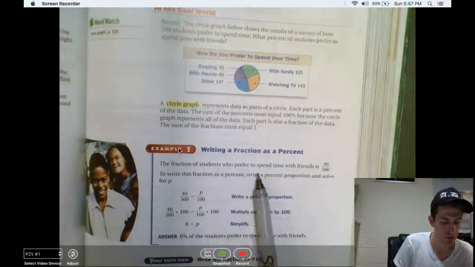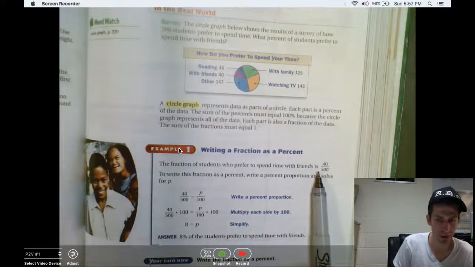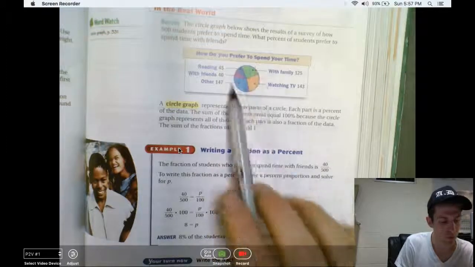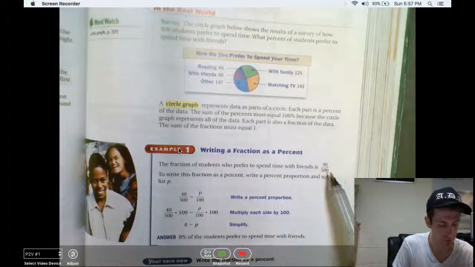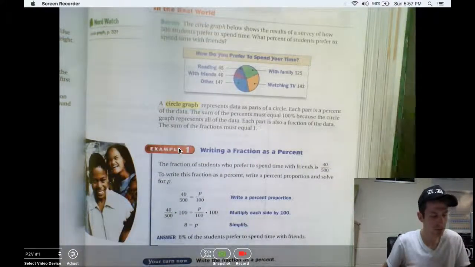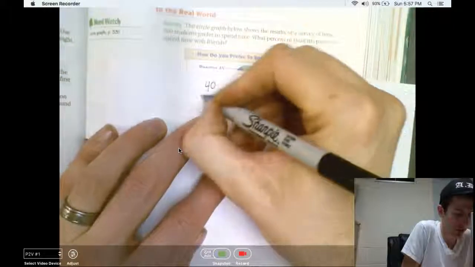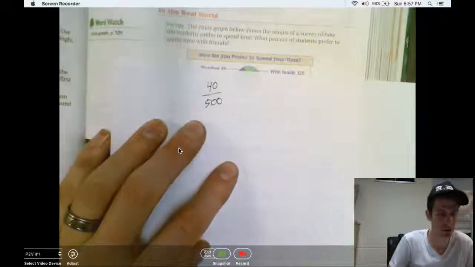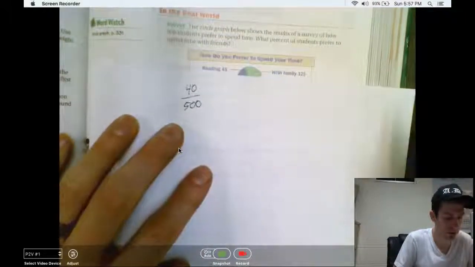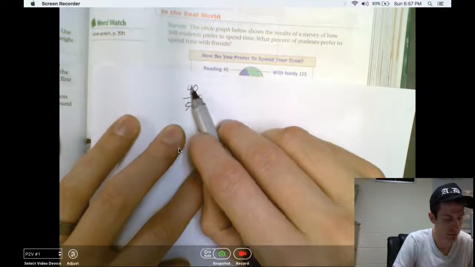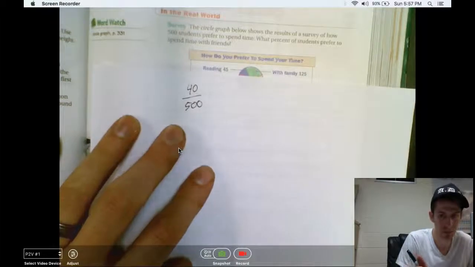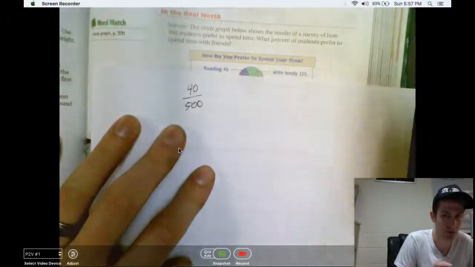The fraction of students who prefer to spend their time with friends is what? How many like to do that? Oh, 40. Out of what is the total? 500. So 40 out of 500 prefer to spend their free time with friends. How do you do that as a percent? We have a fraction here, 40 out of 500. We want that to be a percent. Well, some of you would just whip your calculators out and you would actually type in 40 divided by 500. It would give you some decimal, which then you already know how to convert to percent.